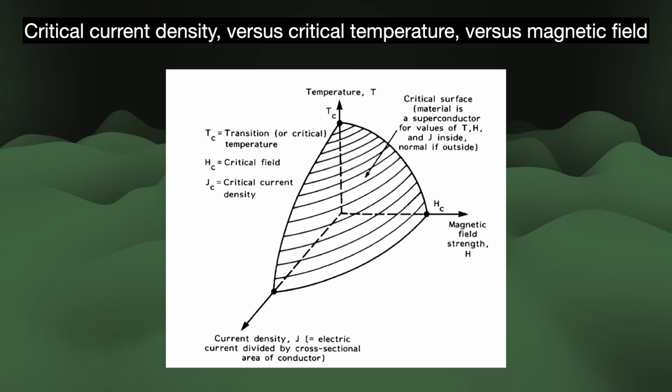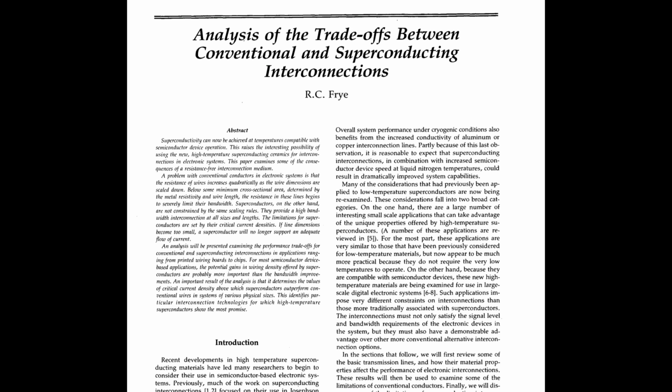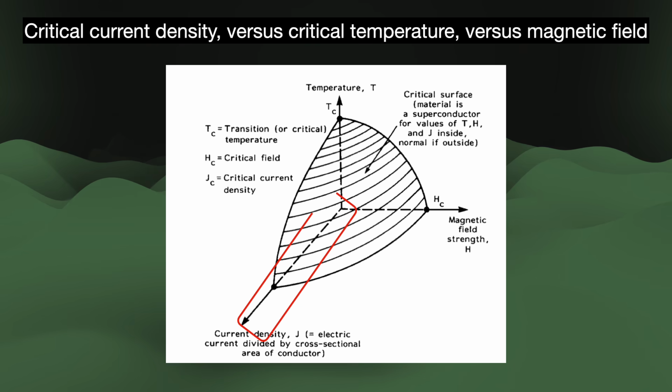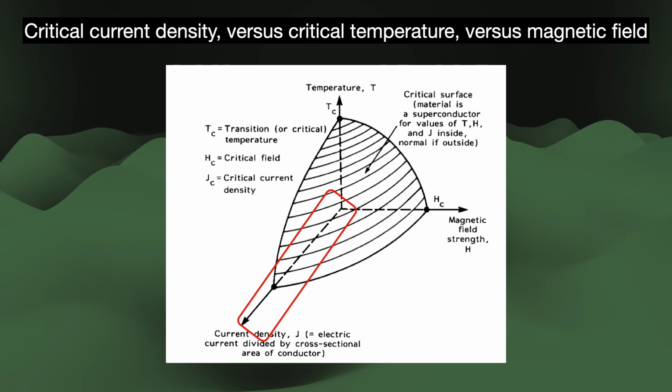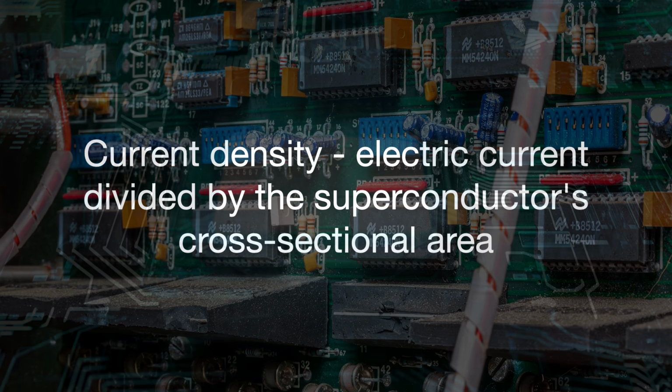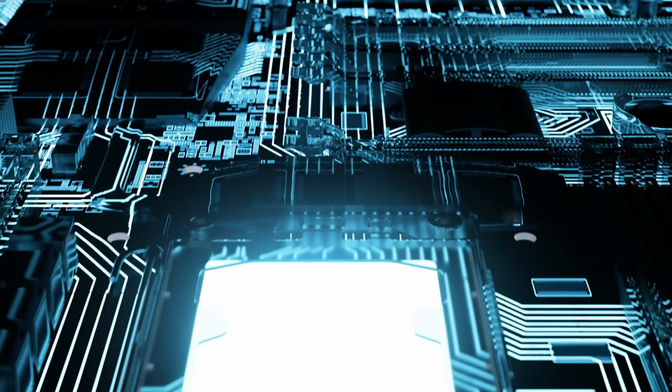After the discovery of high-temperature cuprate superconductors, people investigated using them for interconnects and superconducting integrated circuits. Such superconducting interconnects, when matched with the right circuits, can indeed get very fast. The concern, however, is the current density, which is defined as the electric current divided by the superconductor's cross-sectional area. As it turns out, the cuprates' critical current density limits are not very high.